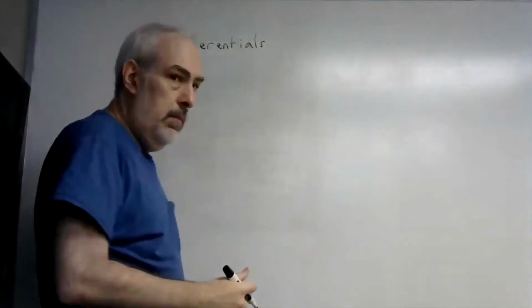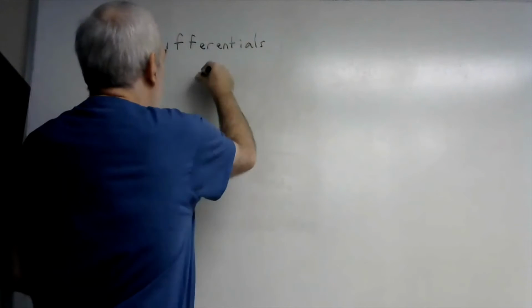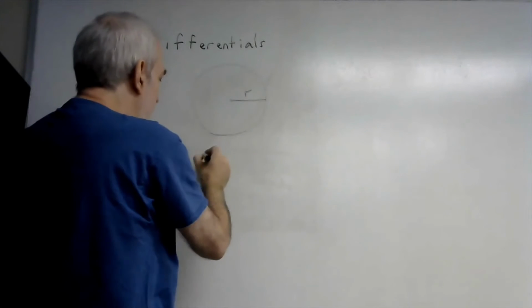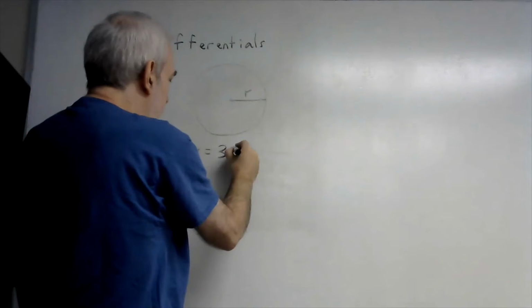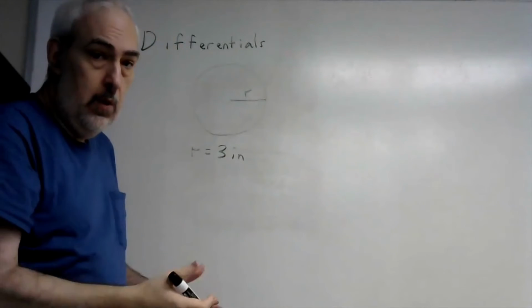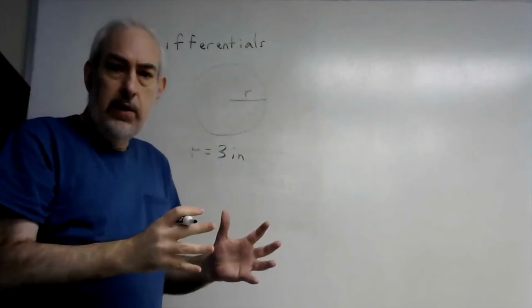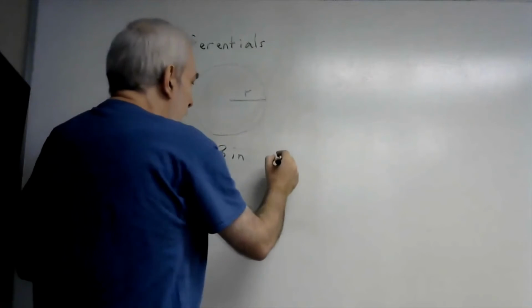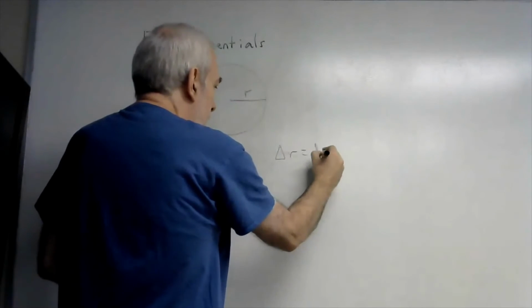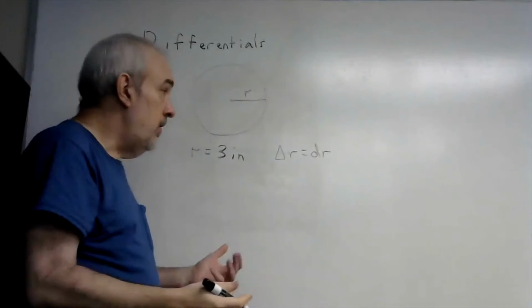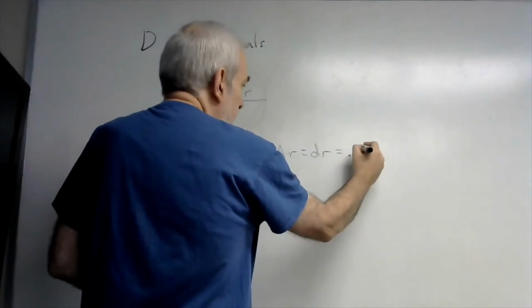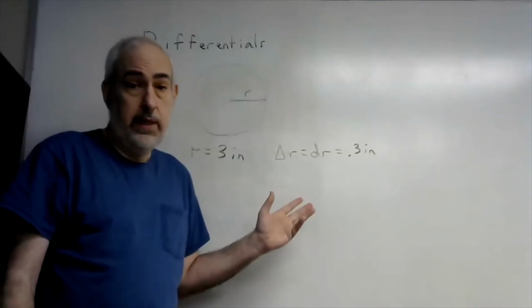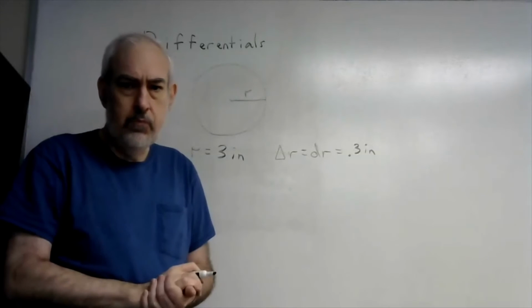Okay, let's say that we have a snowball, which is going to be a perfect sphere. And let's say the radius of the sphere starts off at 3 inches. Okay, but the snowball is accumulating snow and the radius is increasing over time, so that we can say that the change in the radius, so change in r or dr, is going to be 0.3 inches. So it's going from 3 inches to 3.3 inches is another way of saying it, okay?